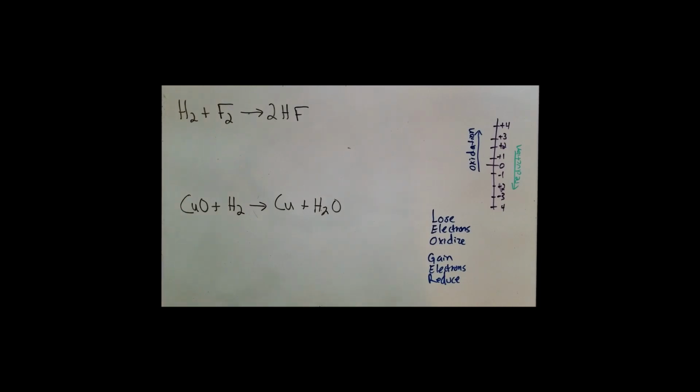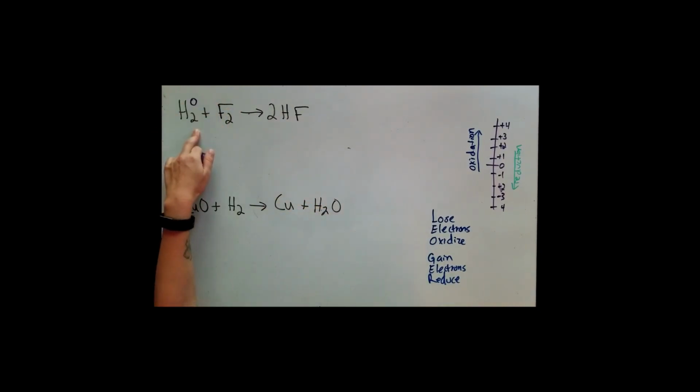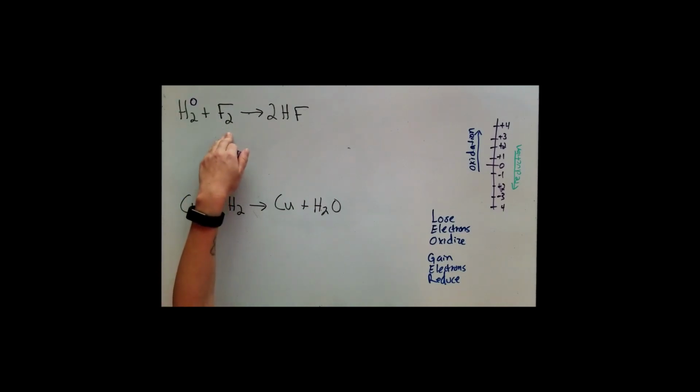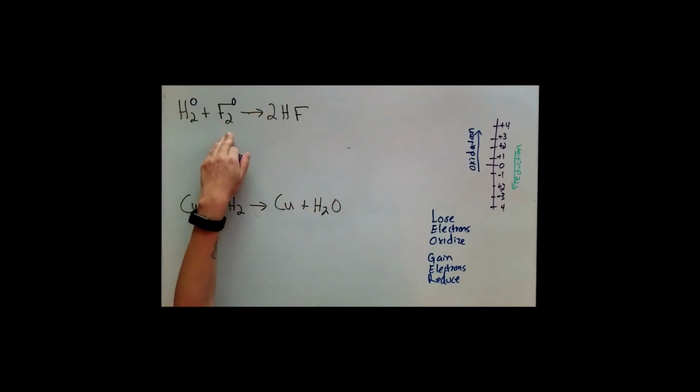Whenever you have an element in its pure form, its charge is 0, it's neutral. So hydrogen, diatomic hydrogen, that's how it exists in nature. It's in its pure form, its charge is 0. Fluorine, same thing. It's one of those 7 that forms a diatomic in nature, so it is 0 as well because it's just fluorine atoms by themselves.